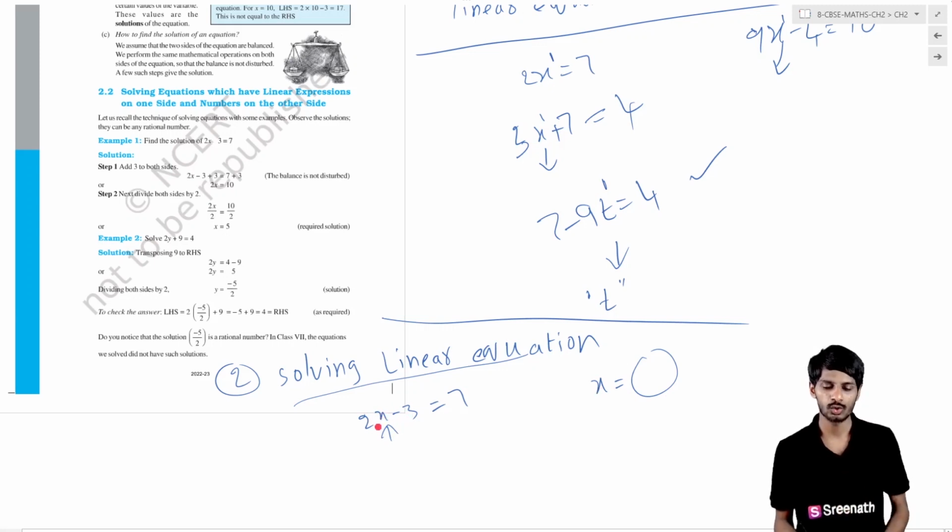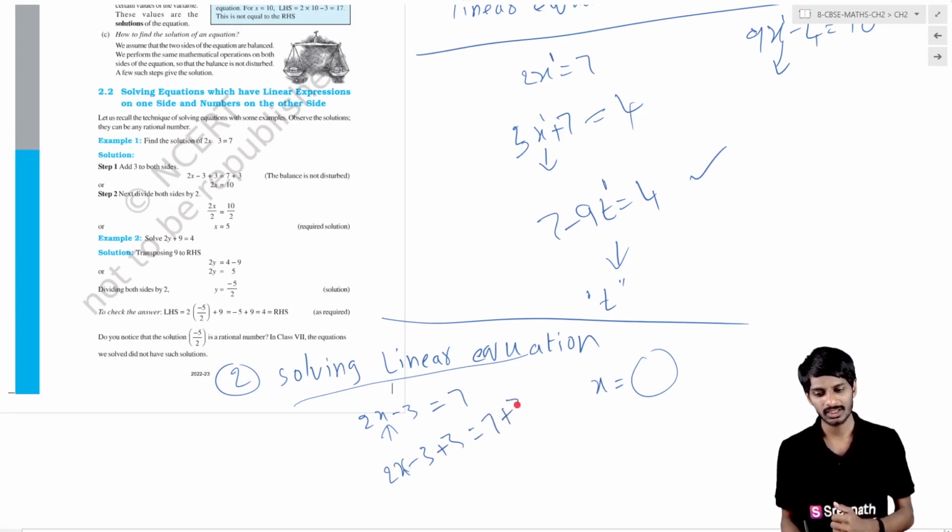So what do you have to do? In the case of an equation, if you do the same thing to both sides, the LHS and RHS, then the equation's value will not be changed. For example, suppose 2x minus 3, if you add 3 here, on the left hand side you have added 3. At the same time, if you add 3 on the other side too, then the value will not be changed.